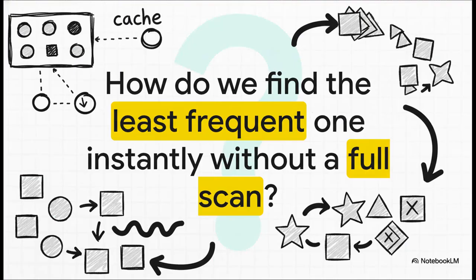So this is the big puzzle, right? I mean, if you had to look through every single item in the cache just to find the one with the lowest count, your whole system would grind to a halt. The solution isn't brute force. It's actually a really elegant combination of data structures.